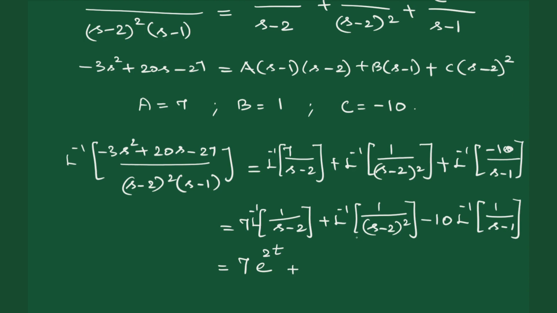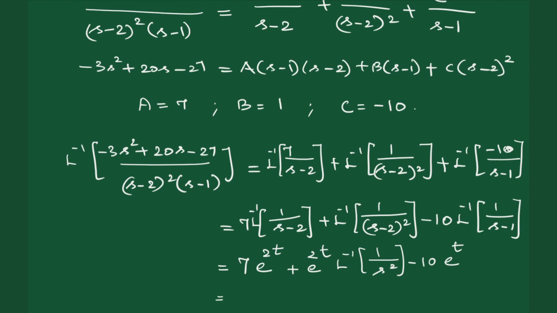Plus here we have to use the shifting property because of s minus 2 whole square we are having. Because of s minus 2 we can write e to the power 2t into L inverse of 1 by s square. So you can recall the property which we have already done in the previous videos. So here this is again minus 10 into e to the power t. Right, again what is L inverse of 1 by s square? It is nothing but t.